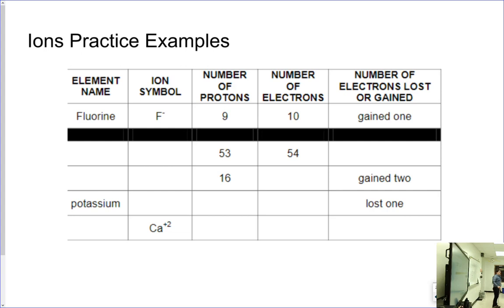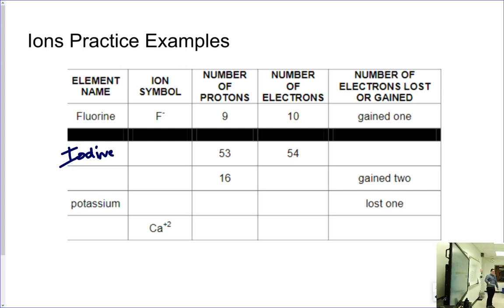All right, for this first one, I give you an example. Fluorine has a negative charge. It has 9 protons, 10 electrons, and it gained 1 electron. In your homework, the table looks very similar to this. I give you some information, you fill in the rest. So for example, Hannah, you ready? First one. 53 protons. What element do I have? Iodine. Iodine, absolutely. So we got iodine. You just looked at that atomic number.